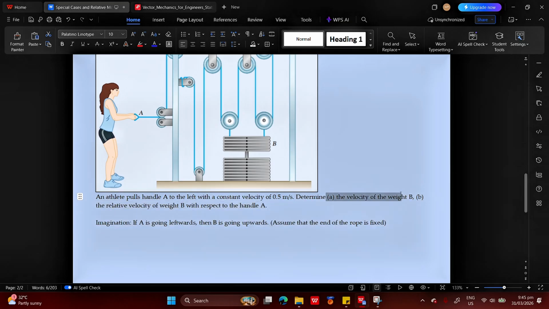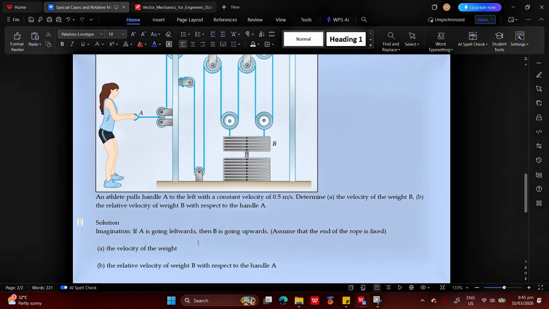A. Determine the velocity of the weight. Then the relative velocity. Velocity of the weight. I'm going to put a solution here. Okay, that's it.